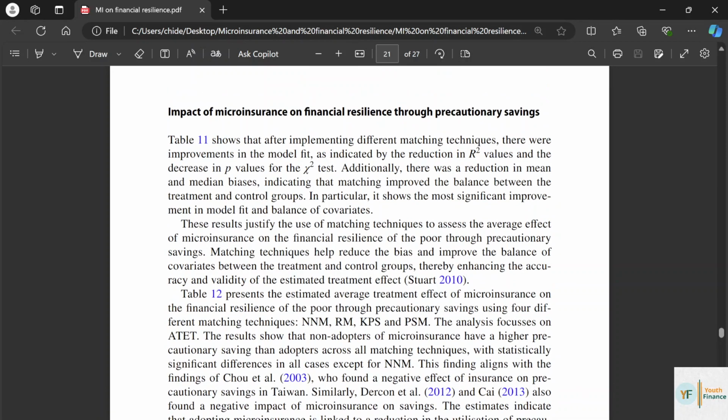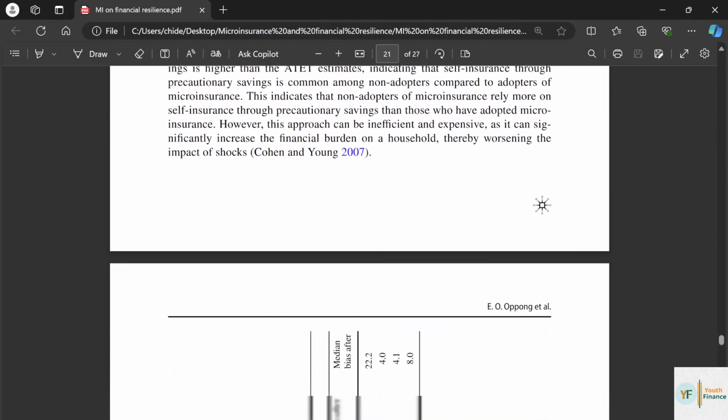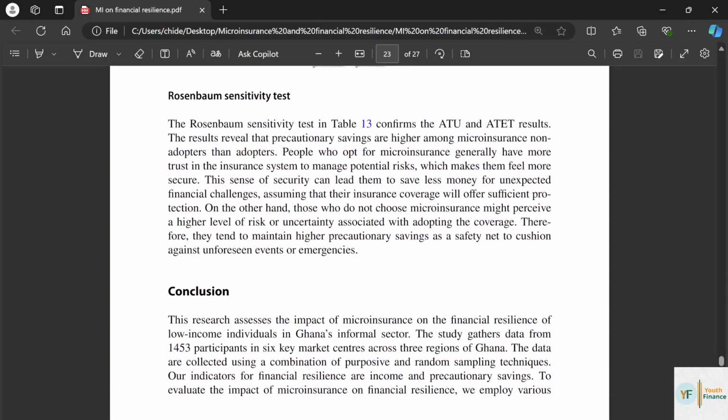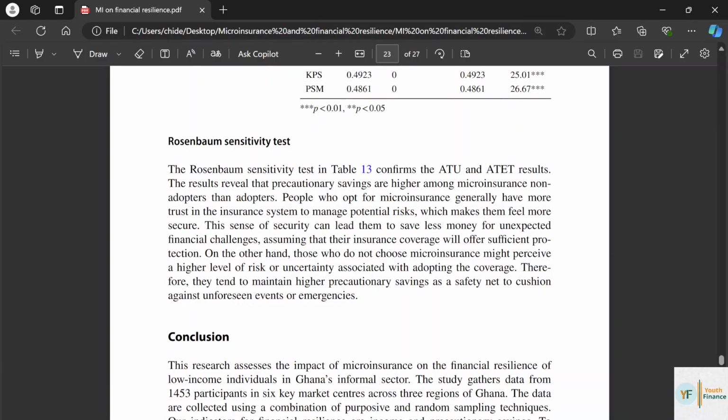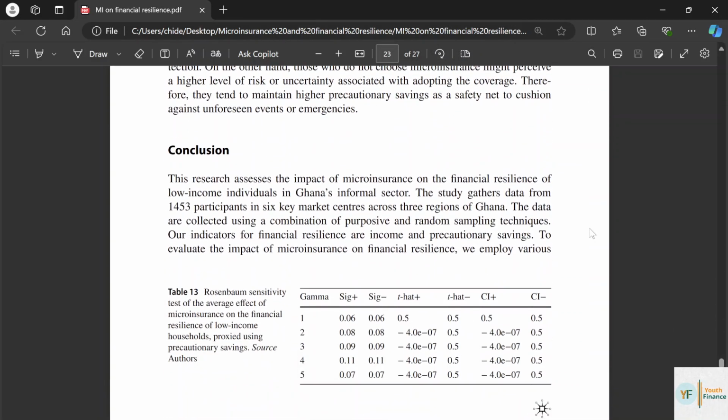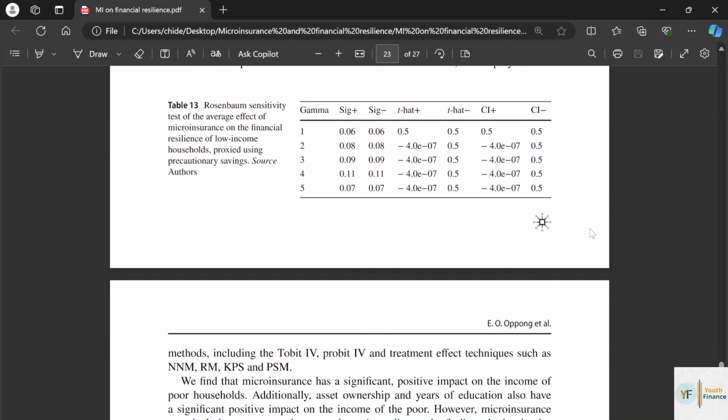So yeah, the impact of microinsurance on financial resilience through precautionary saving. The average effect also. So we have table 11 and table 12. There, yeah, 11 and 12, and we have the sensitivity test in table 13. Table 13 is here. Oh no, table 13 is down here.